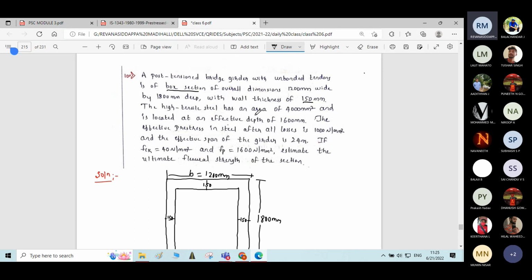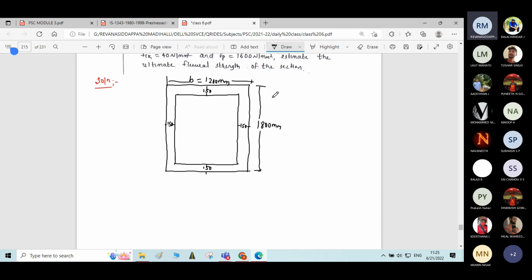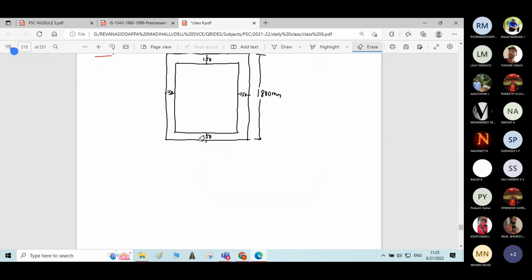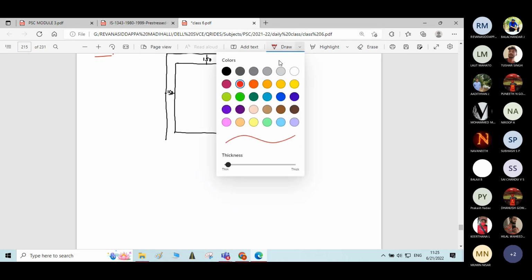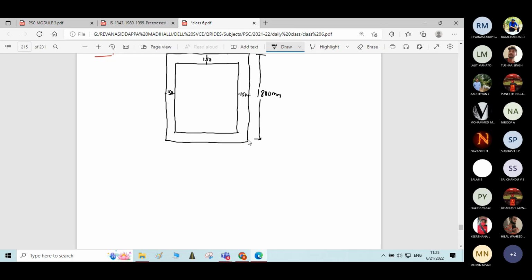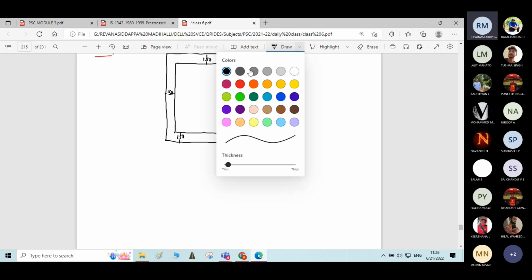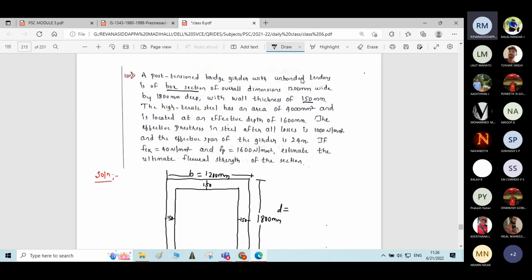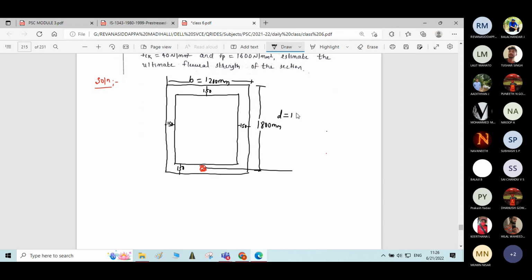The high tensile steel has an area of 4000 mm square and is located at an effective depth of 1600 mm. The area of pre-stressing steel is given. Let me write the area of pre-stressing steel here. And it is located at an effective depth, D is equal to how much it is given? 1600 mm effective depth. Okay.